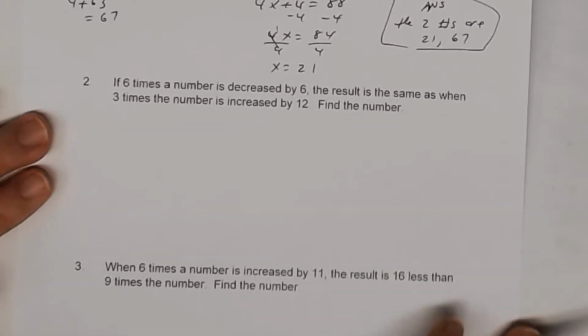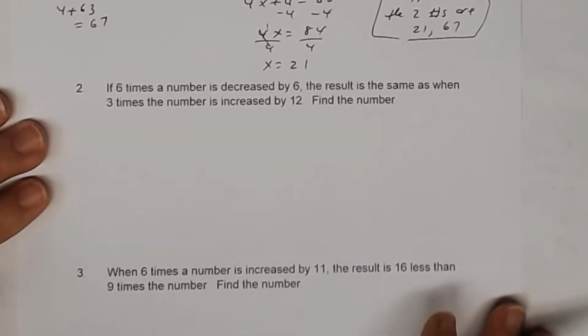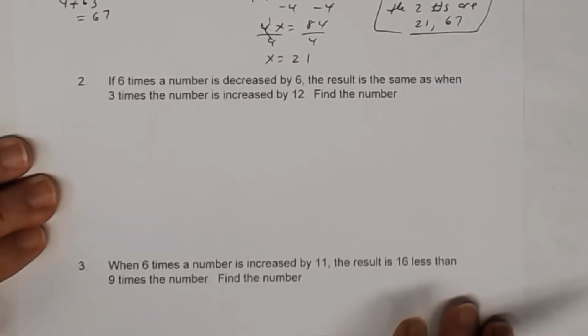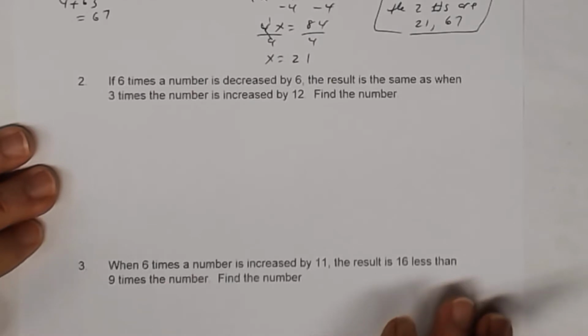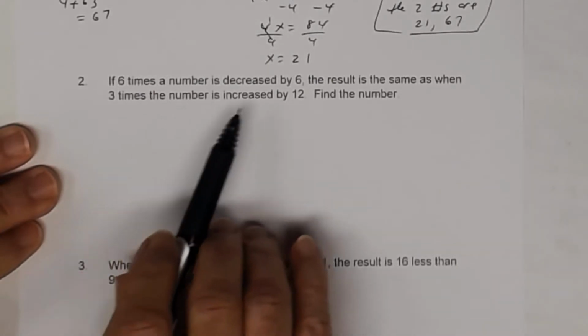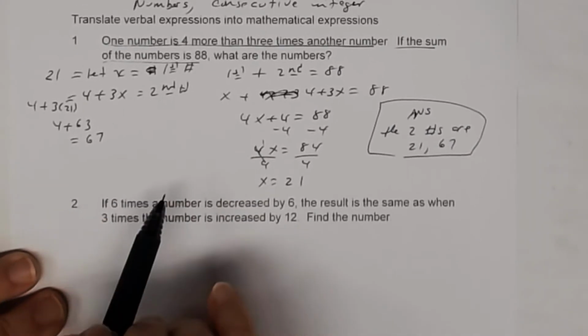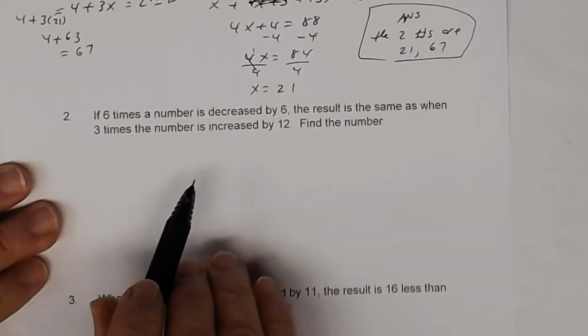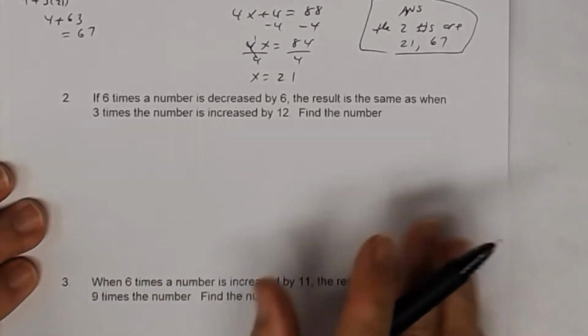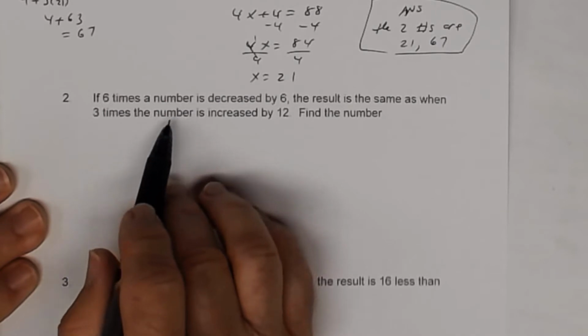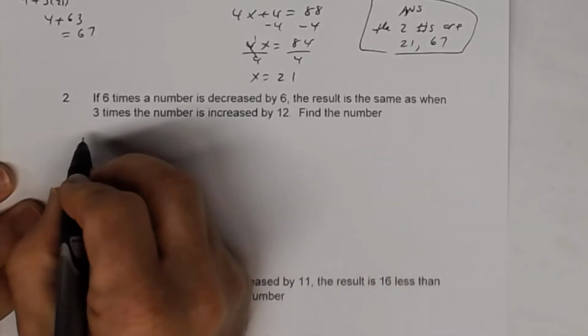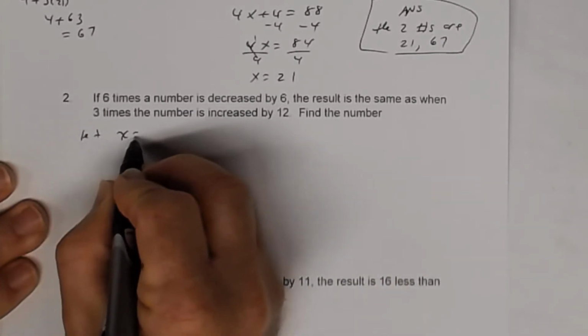All right. Number 2. If 6 times a number is decreased by 6, the result is the same as when 3 times a number is increased by 12. You want to find the number. Now, the difference between number 2 and number 1 is that in number 1 you're looking at two numbers, and in number 2 you're just looking at one. So all these words, that number, represent that same number. So just let x equal the number.